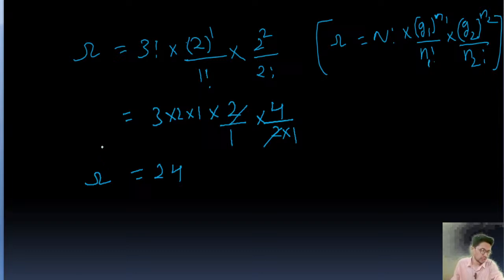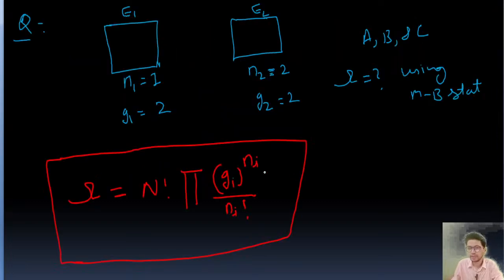Okay, so the value of this microstate, omega, is 24. Very simple for this, for Maxwell-Boltzmann statistics. There are three formulas: one for Maxwell-Boltzmann statistics, another for Bose-Einstein statistics, and the third one is Fermi-Dirac statistics, okay.